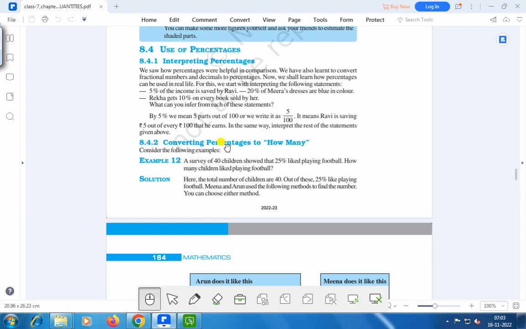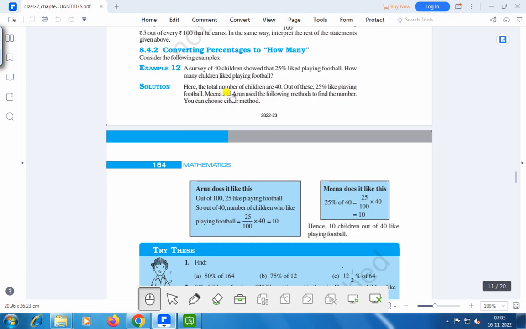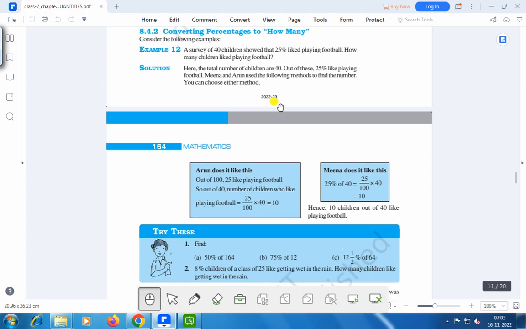Now converting percentages to how many. Consider the following example. A survey of 40 children showed that 25% liked playing football. How many children liked playing football? Here, the total number of children is 40. Out of these, 25% like playing football. Meena and Arun used the following methods to find the number. You can choose either method.